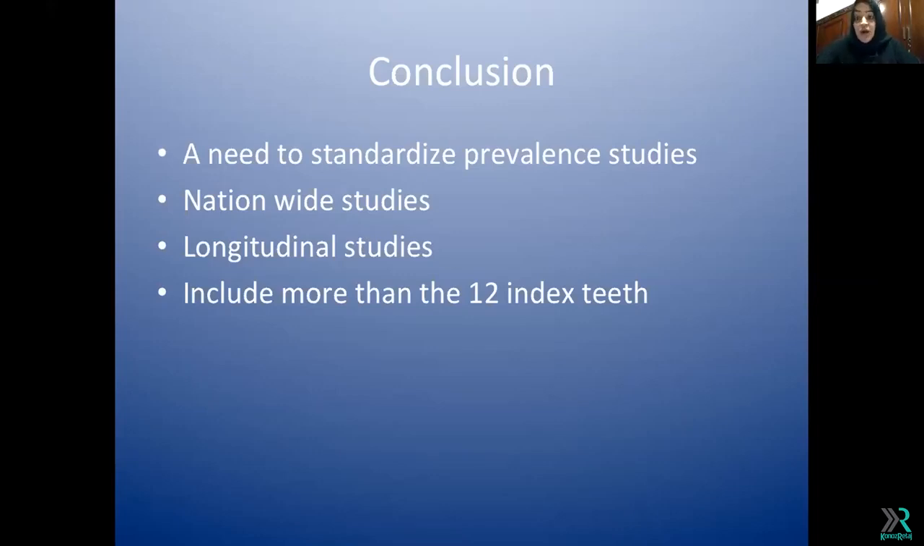For example, we conduct the study for the same subjects at the age of 6, then 2 years later at the age of 8, 10, and so forth. And we should include more than the 12th index teeth. And we include studies that combine not only the prevalence, also the etiology of the problem to properly address it and to design programs to solve this problem.